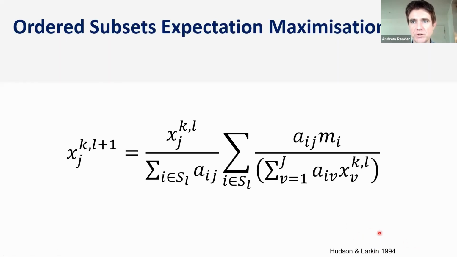This is Hudson and Larkin, 1994. And the key difference here is really, this is identical to the previous MLEM algorithm, except that now we're back projecting only over a subset of the sinogram bins. And I'll show you that graphically in a moment. And likewise, the sensitivity image now also needs to be just over that subset for a particular update.